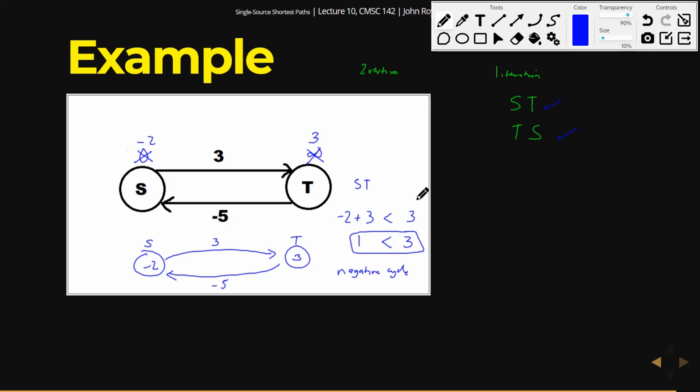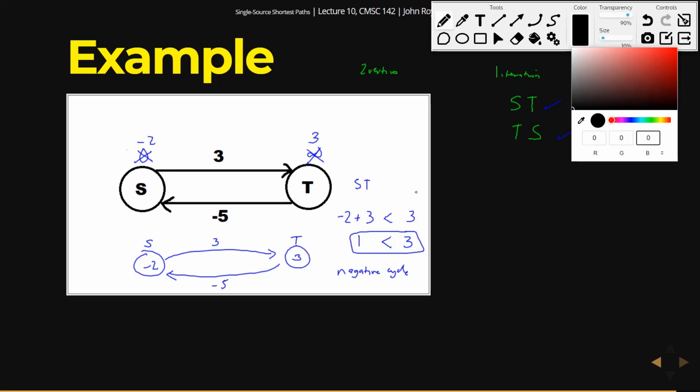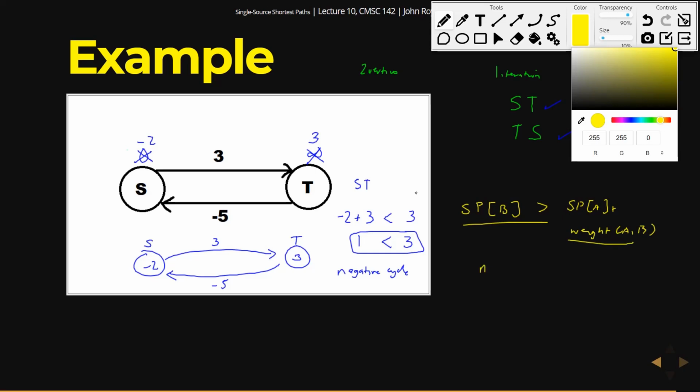Remember that if there is one edge where the condition holds, that SP of B is greater than SP of AB's source plus weight of AB, then there is a negative cycle, right? And that was true here because SP of B, which was the destination, is 3. So 3 was greater than SP of A, which was negative 2, plus the weight of the edge, which is 3. So 3 was greater than 3 minus 2, which is 1. And this is true, so there is a negative cycle.